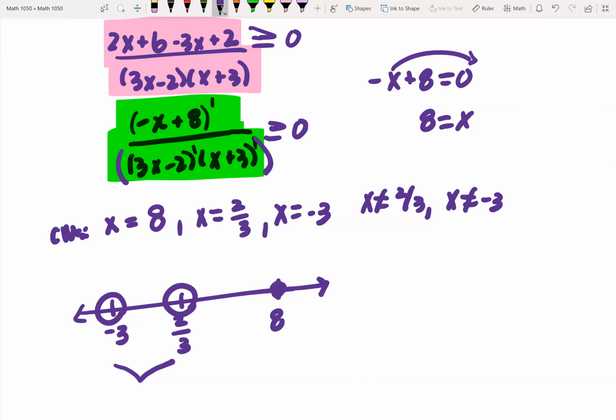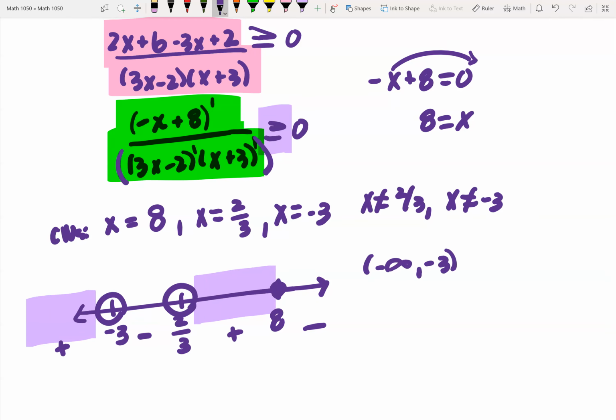Parenthesis, negative, memvar, enter, plus 8, close it, divided by, parenthesis, 3, memvar, enter, minus 2, close it, parenthesis, memvar, enter, plus 3, close it, enter, and I get a negative. I know my signs are alternating, so it's plus, minus, like that. The regions I need to shade are the ones that are greater than 0, which is positive. So this region and this region. So my answer in interval form is negative infinity to negative 3 with a parenthesis, union 2/3 with a parenthesis to 8 with a bracket, and I'm done.